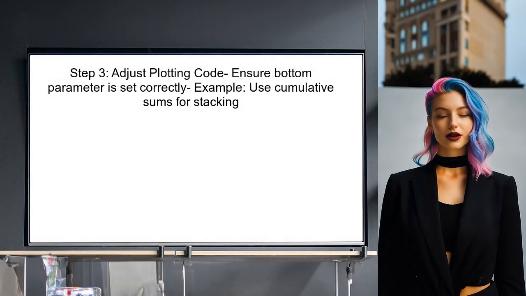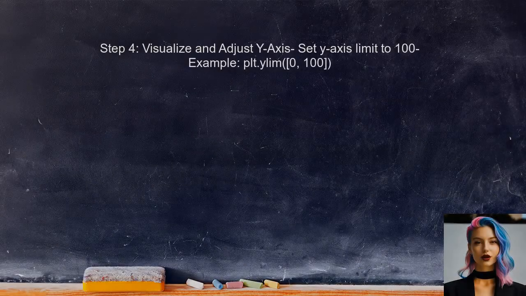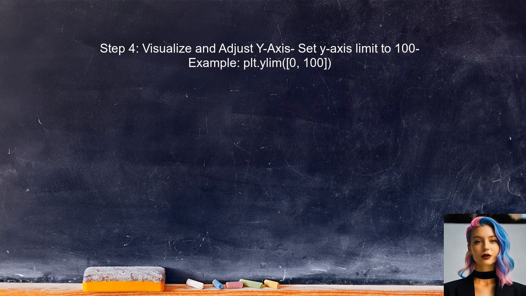After verifying the data structure, the user should adjust the plotting code. Specifically, they need to ensure that the bottom parameter in the bar function is correctly set to the cumulative sum of the previous stacks. Finally, the user should visualize the plot and check the y-axis limits. The y-axis should be set to display a maximum of 100 to reflect the percentage values accurately.